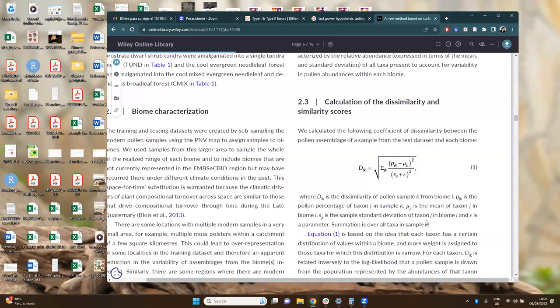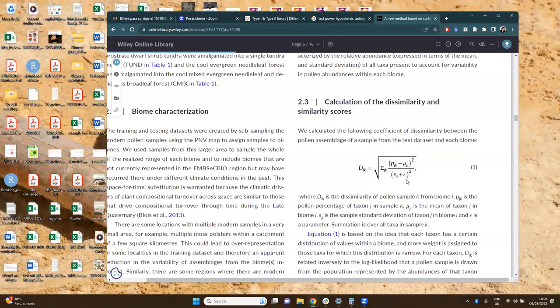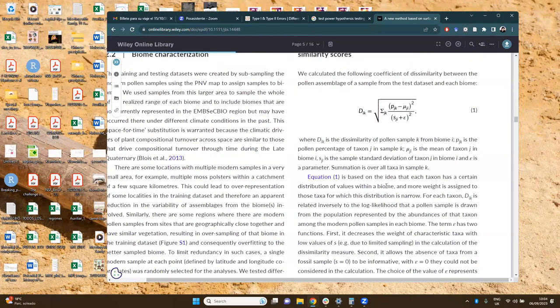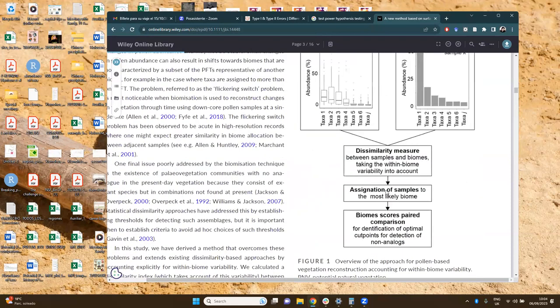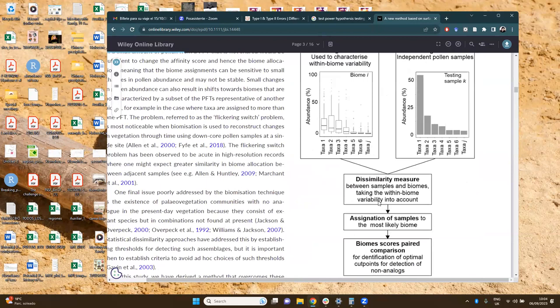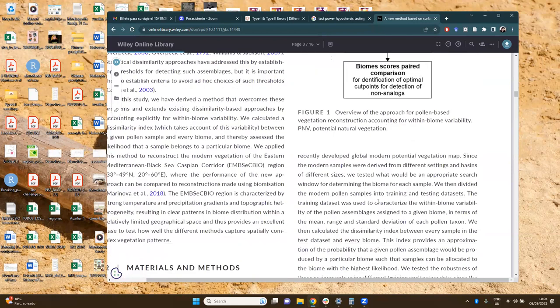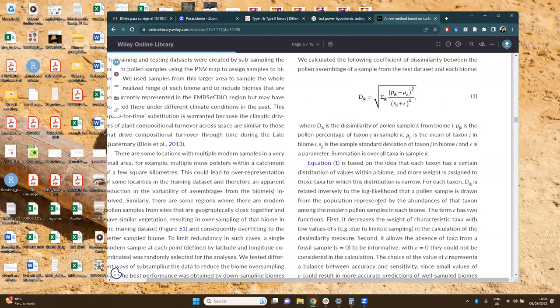Of the taxa within the biome. And we have a parameter here for making the absent species add a weight into the formula. And after that, we assign the samples to the most likely biome. But let me show you.